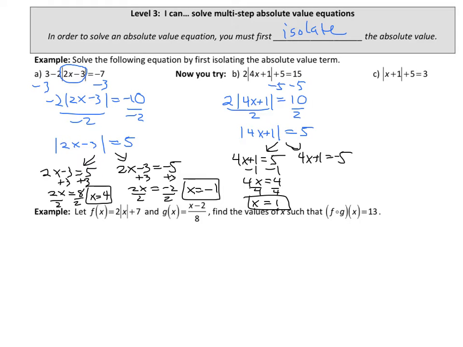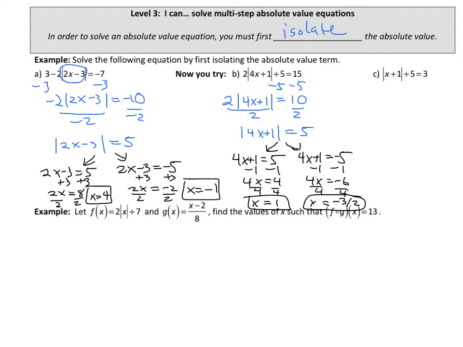And then subtract 1 from both sides in this equation. We get 4x equals negative 6. Divide both sides by 4. And you get x equals negative 6 over 4, which reduces to negative 3 over 2. And those would be our two solutions.